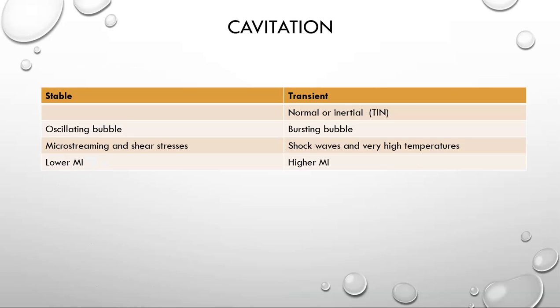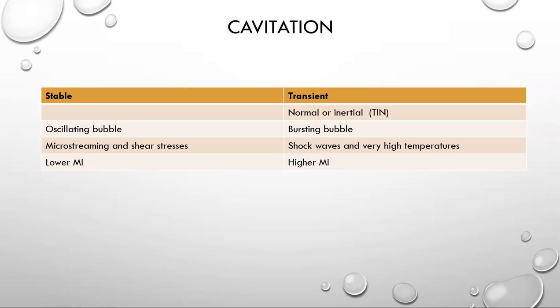Our summary of cavitation is that stable cavitation is simply oscillating bubbles associated with microstreaming and shear stresses, and occurs at a lower MI, mechanical index. Transient cavitation, also known as transient, inertial, or normal, TIN, is associated with bursting bubbles, shock waves, very high temperatures in a very localized area, and higher mechanical indexes.